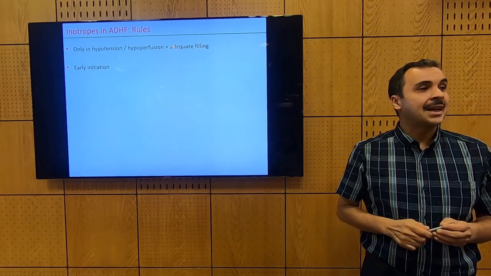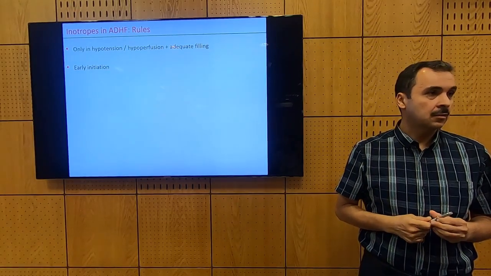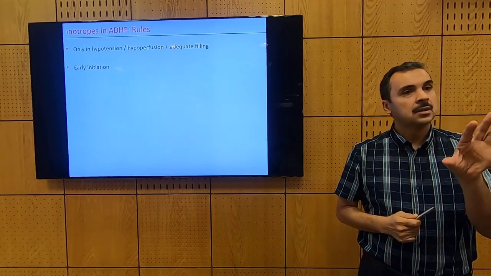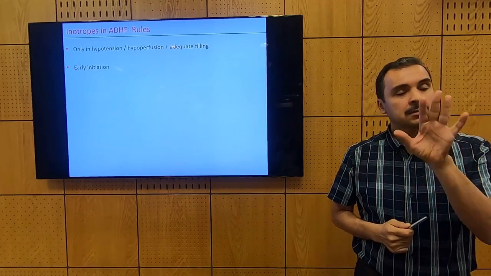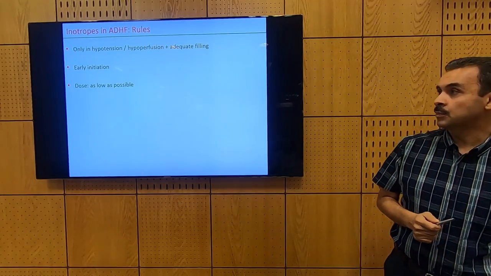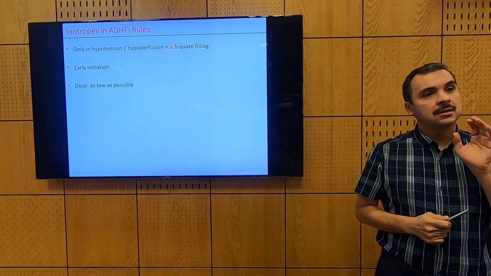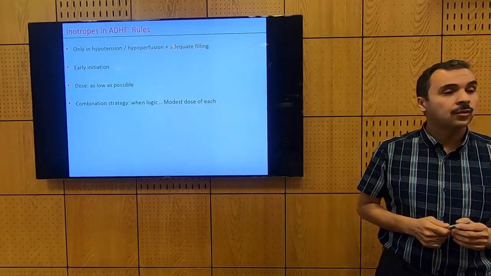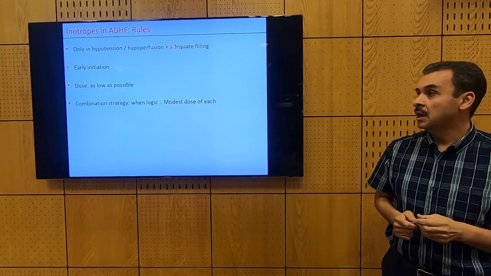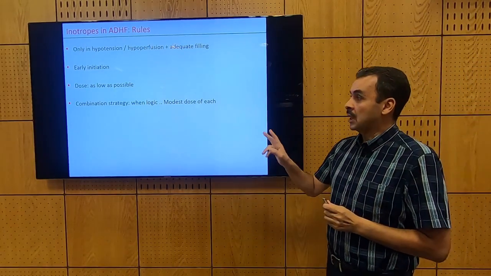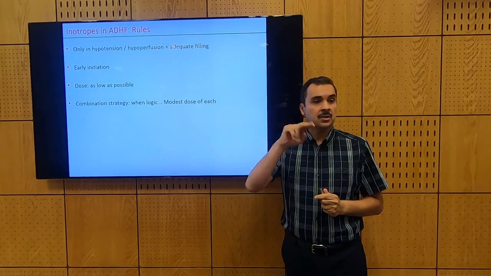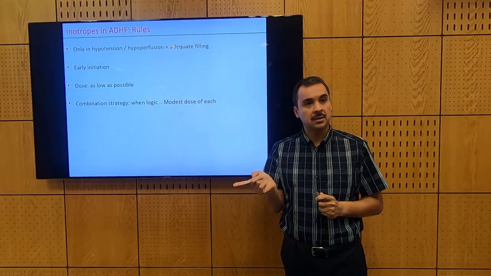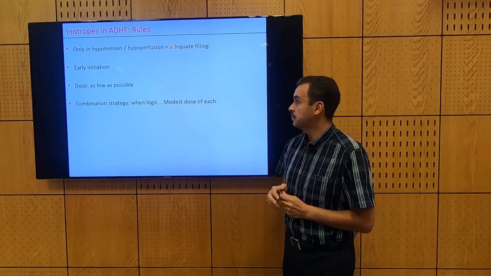We should initiate inotropes as early as possible. When we find impending evidence of hypoperfusion, with oliguria or starting elevation of the lactate, we should start inotropes as early as possible, using a low dose as possible, and for the shortest duration as possible. And we should use a combination, such as a vasoconstrictor with an inodilator: levosimendan plus Levophed, or milrinone plus Levophed.